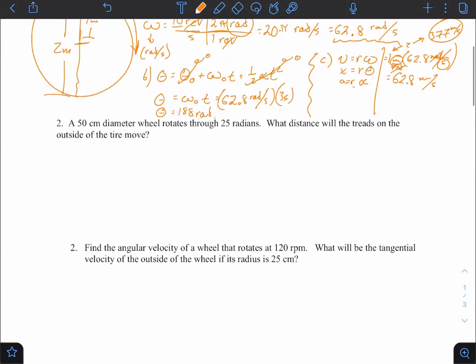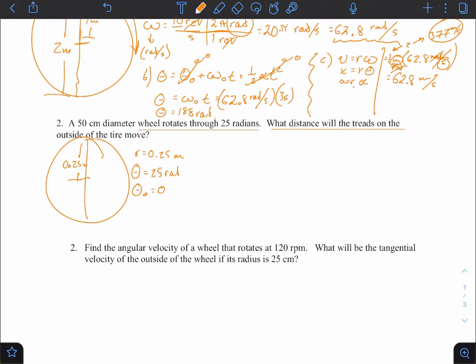All right, number 2, 50 centimeter diameter wheel, which I don't ever care about diameter, so the radius is 0.25 meters. Radius equals 0.25 meters. And the wheel rotates through 25 radians, so we know the angular displacement, or final position minus initial, well, let's just put initial position as 0. Final position is 25 rads. And I'm going to put units just because this is new and early. What distance will the treads on the outside of the tire move?